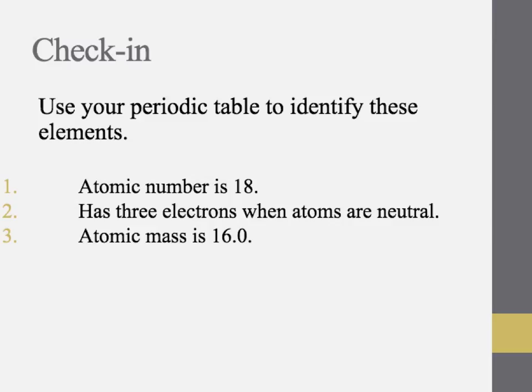Now, with the remainder of time in class, I'd like you to use your periodic tables and identify these elements: an element that has the atomic number 18, an atom that has 3 electrons when the atom is neutral, and one that has an atomic mass of 16. Take a moment, write down your answers, share them with a neighbor, and see if you can both agree.